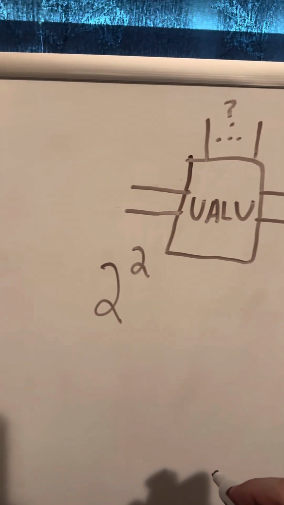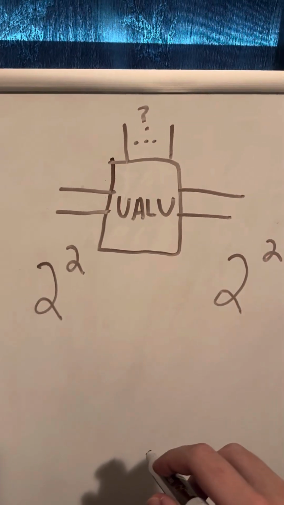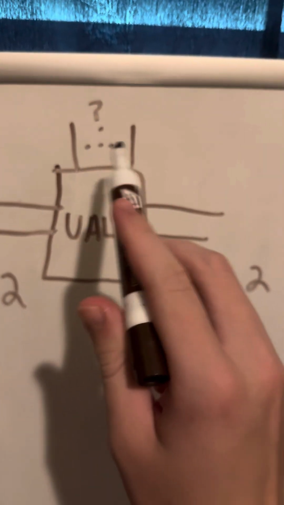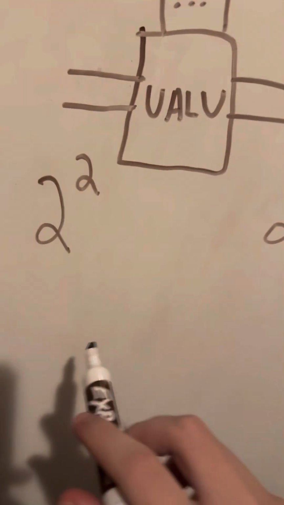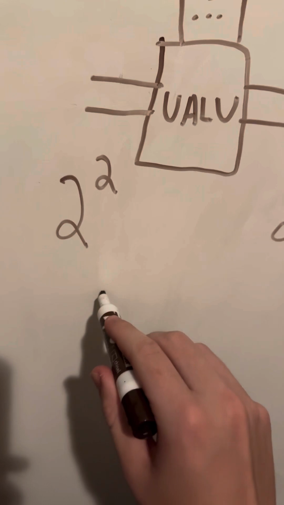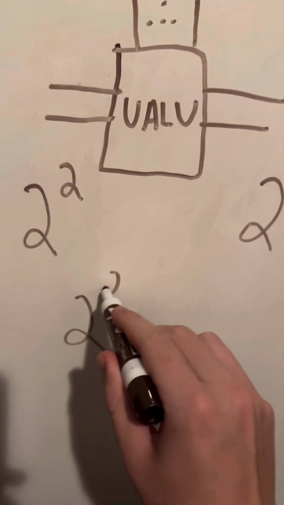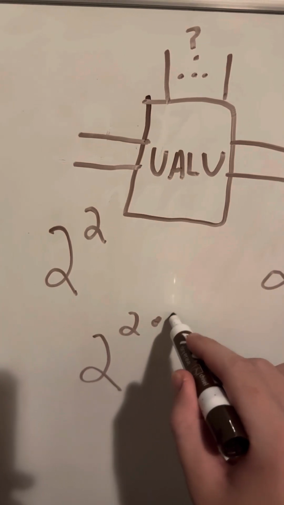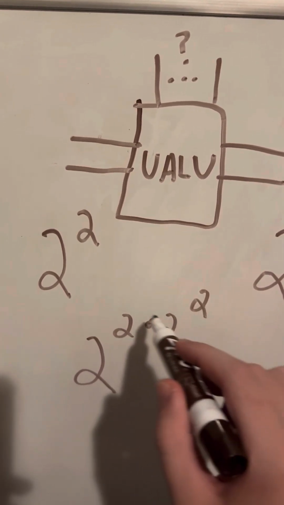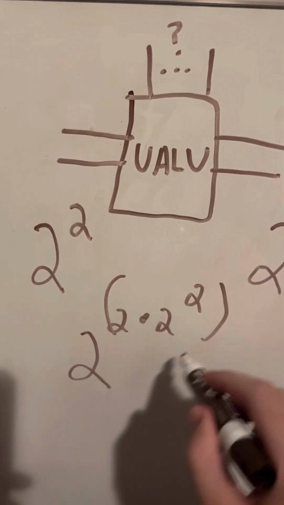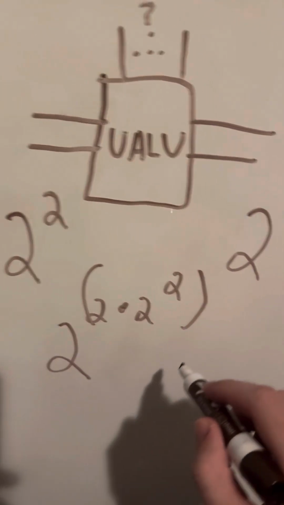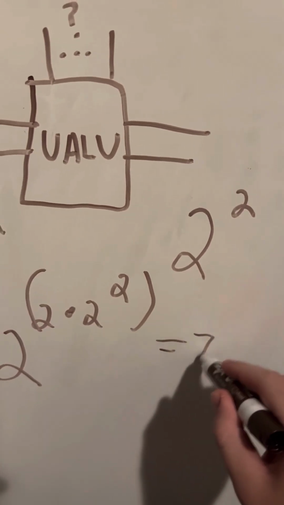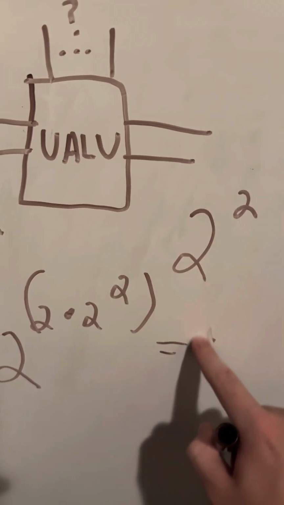And the answer for how many possible combinations is going to be 2 to the 2 for this one, but in the exponent, 2 to the 2, which will equal 2 to the 8.